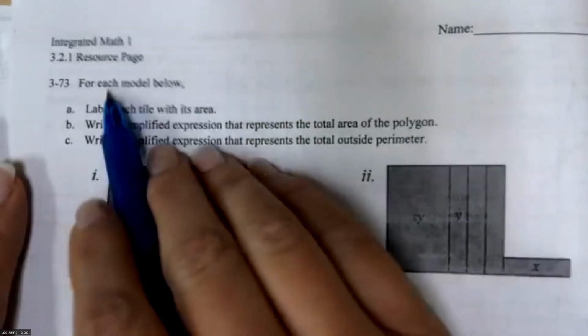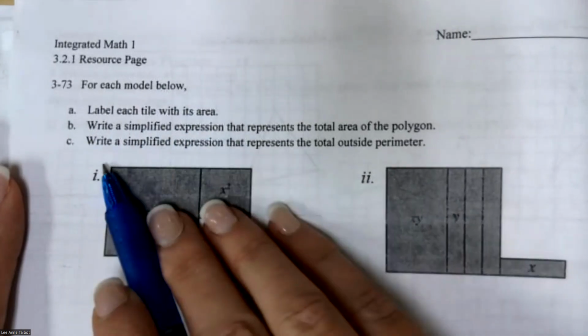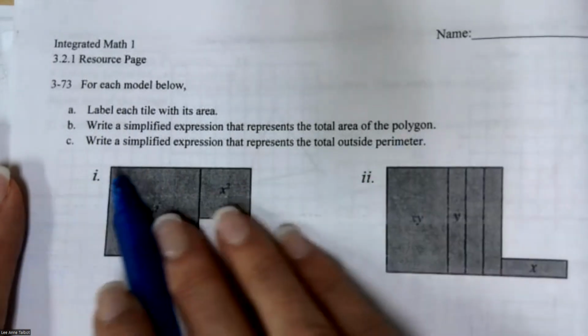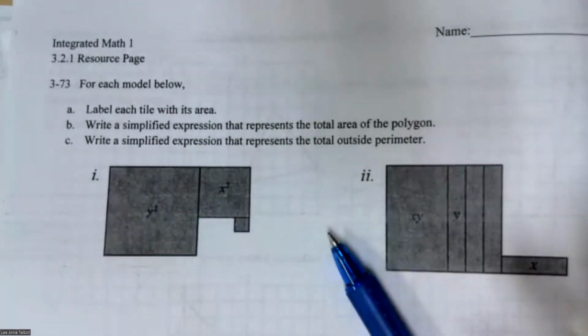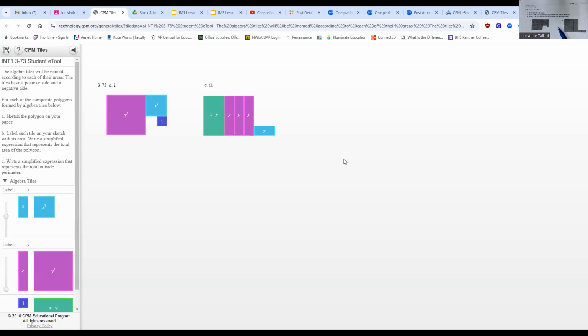3.2.1 resource page. For each model below, label each tile with its area. Write a simplified expression that represents the total area. Write a simplified expression that represents the total outside perimeter. Okay, what I want to do first is talk about, these are the two problems we're working on. Talk about the different tiles and their labels.